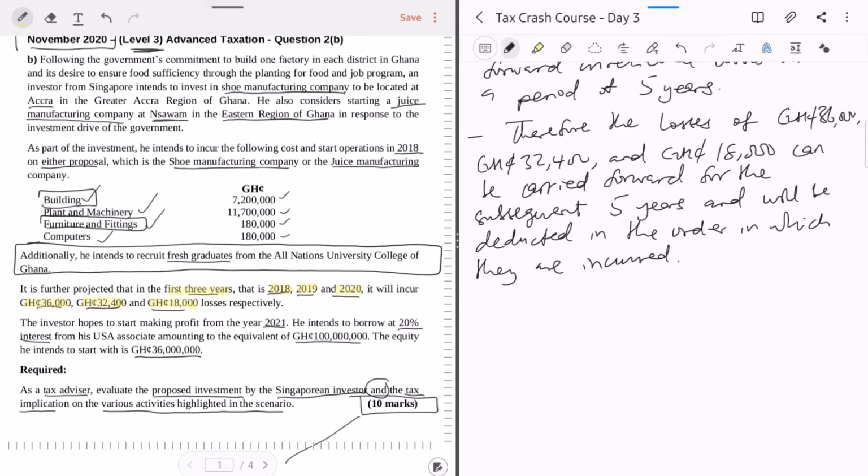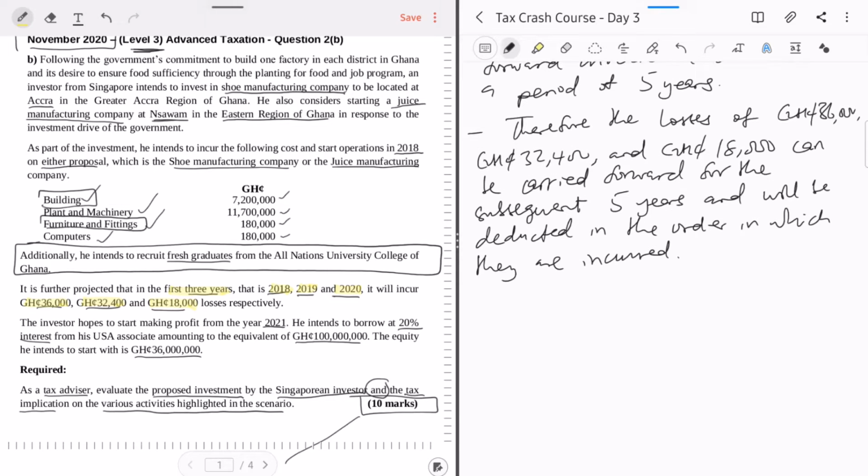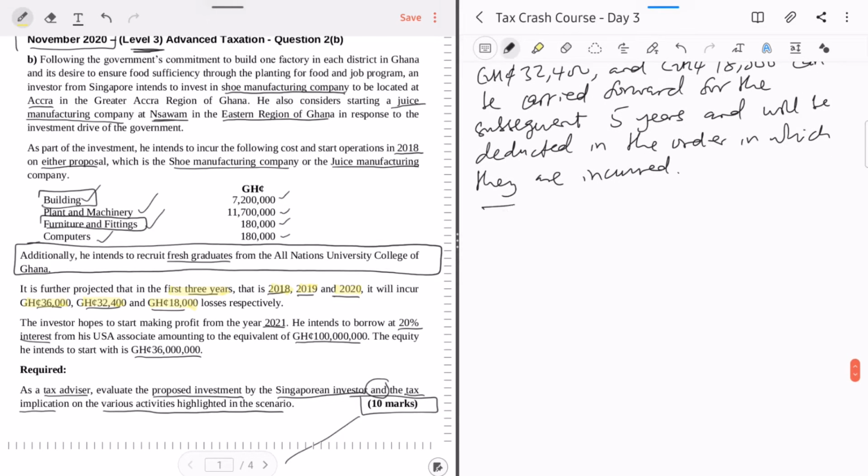And the last paragraph we have is on something called thin capitalization, right? Something called thin capitalization.